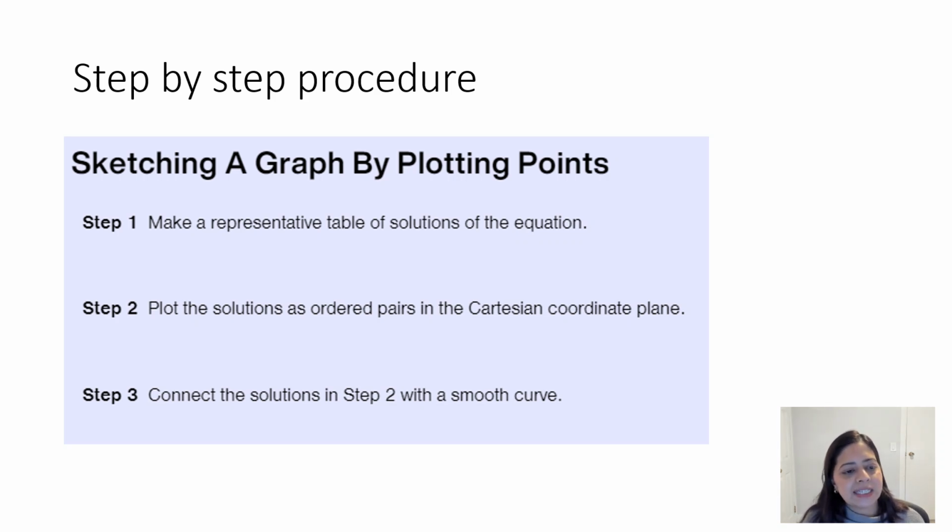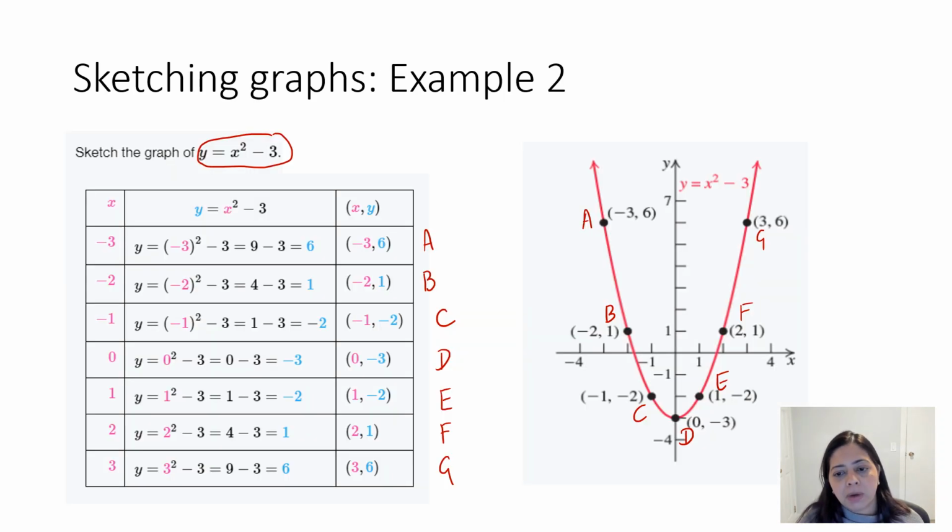Step number 1 is making a representative table of solutions of the equation, then plotting the solutions as ordered pairs, and then connecting the solutions with a smooth curve. Now you don't have to connect them with non-smooth curves. What do you mean by smooth and non-smooth? If these are the points, instead of connecting them like this, you're supposed to connect them smoothly. That's what we mean by smooth joining. The reason why you have to connect them smoothly is a part of calculus, where smoothness is connected with a certain characteristic of the function. But for the time being, just assume you are connecting them smoothly, not sharply.